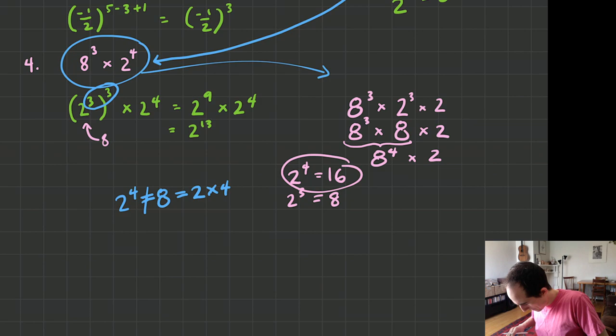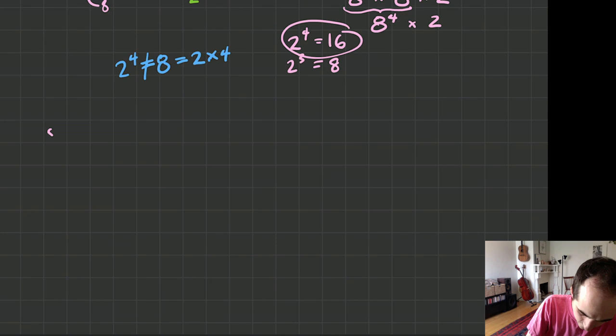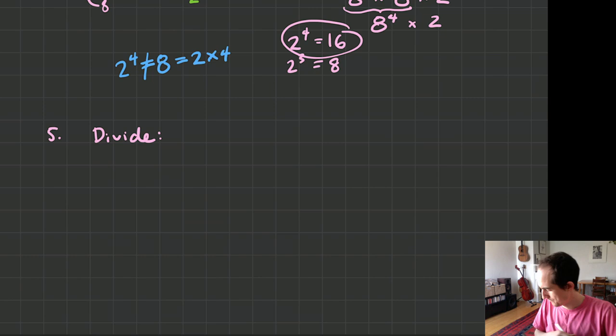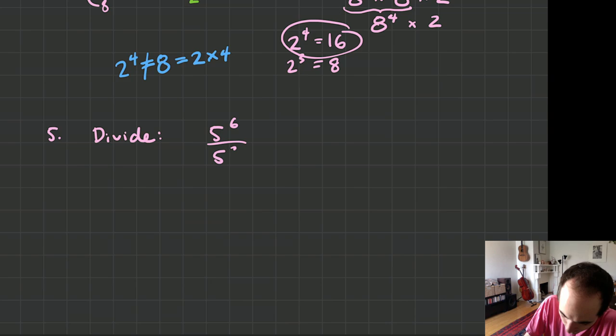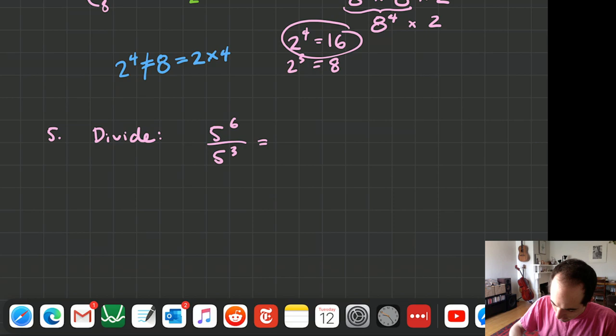Okay, now let's do some dividing questions. Question 5, divide. Divide and conquer. I'll start with something straightforward: 5 to the power of 6 over 5 to the power of 3. What's that equal to? I'll give you 10 seconds, starting now.